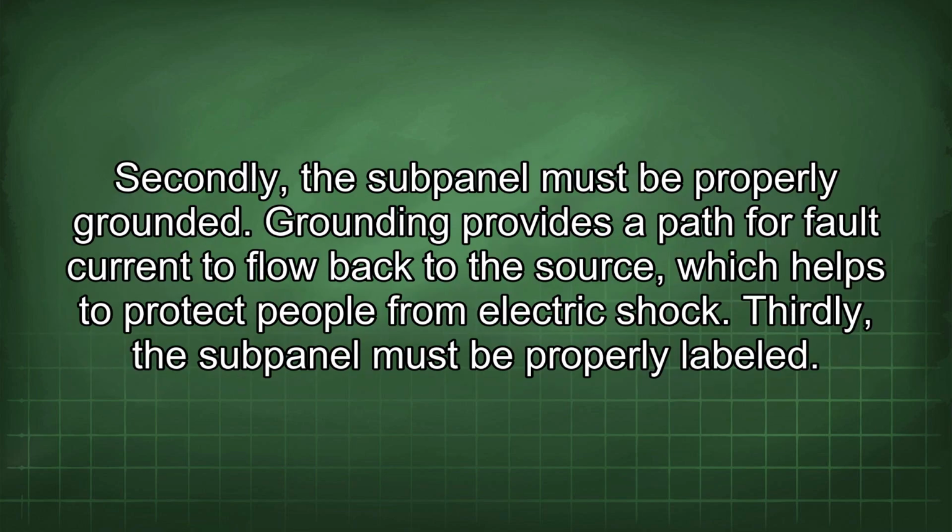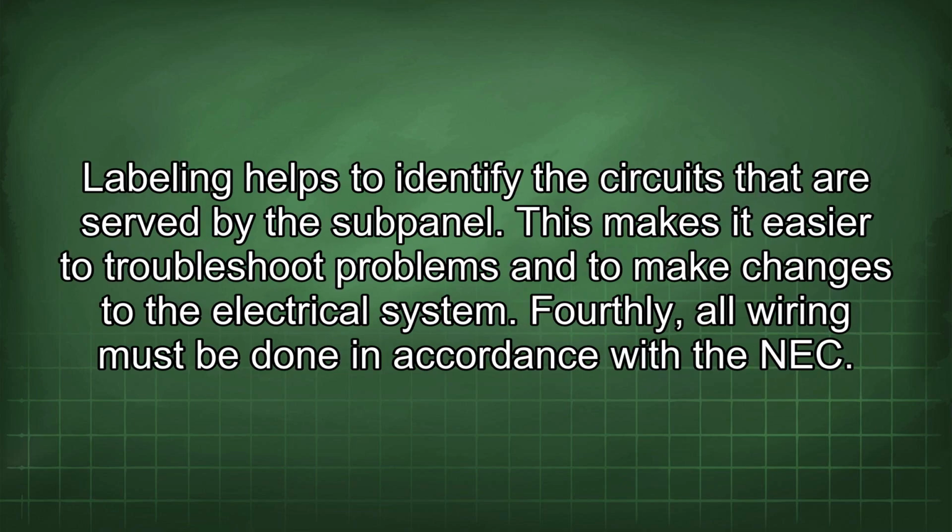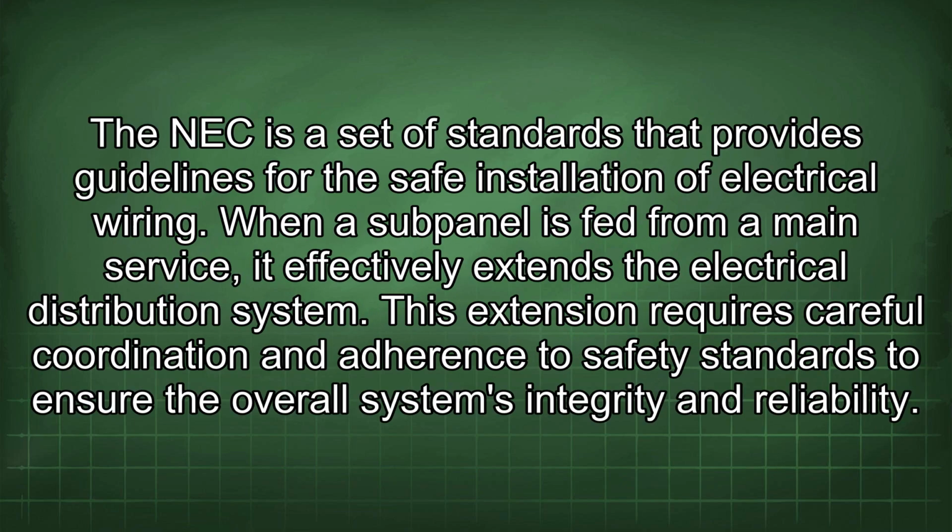Secondly, the subpanel must be properly grounded. Grounding provides a path for fault current to flow back to the source, which helps to protect people from electric shock. Thirdly, the subpanel must be properly labeled. Labeling helps to identify the circuits that are served by the subpanel. This makes it easier to troubleshoot problems and to make changes to the electrical system. Fourthly, all wiring must be done in accordance with the NEC. The NEC is a set of standards that provides guidelines for the safe installation of electrical wiring.